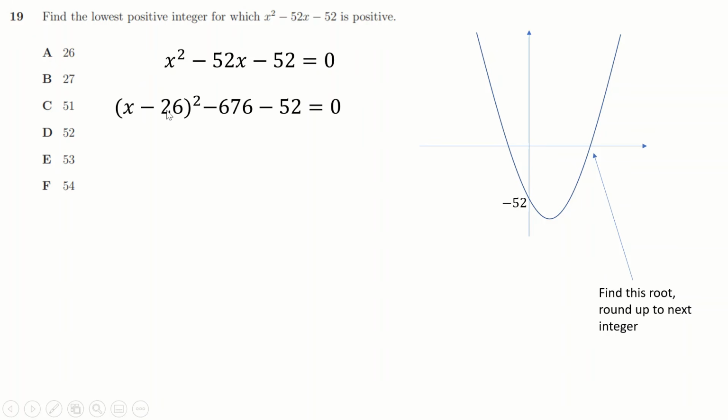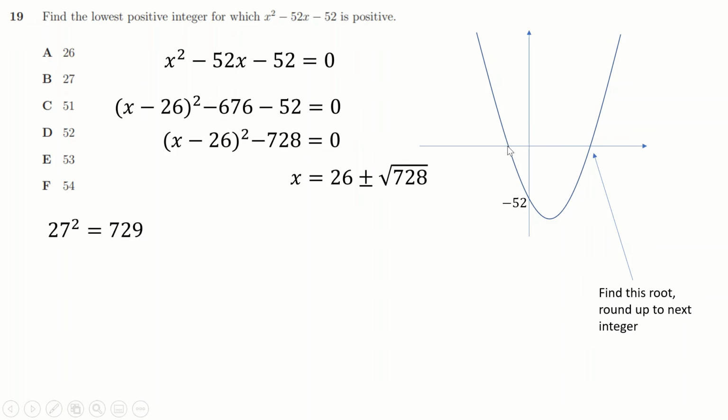Okay, so I halve this number, square that very quickly. It doesn't take very long if you're good at squaring numbers. Put those two things together, and now, of course, move the other thing over and square root and move this over, and this is my root here. Of course, this root here is 26 plus root 728, because the negative would give me this one.